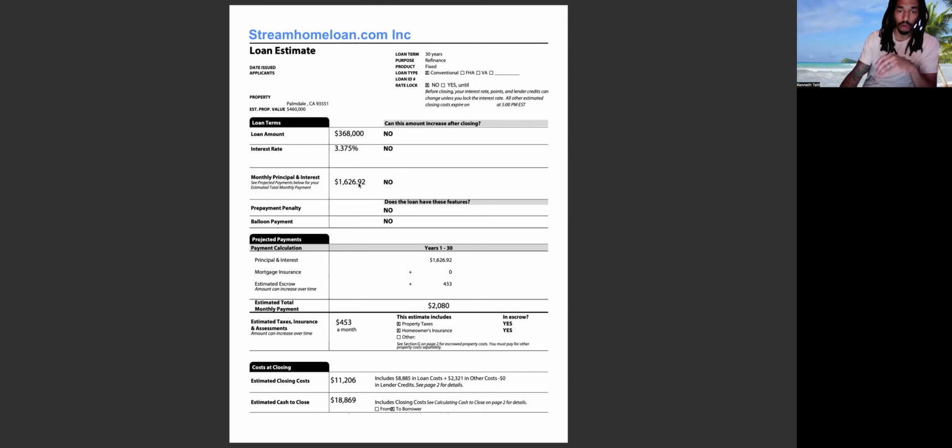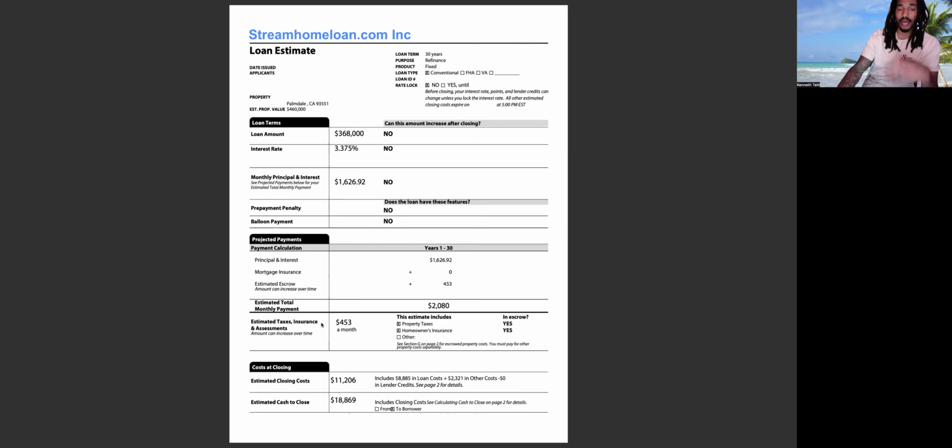It shows you here the principal and interest payment. Is there a prepayment penalty? No. Balloon payment? No. Then it gives you a breakdown of the total monthly payment. So it has the principal and interest payment that was already identified here, and the escrow portion of the payment, which is the portion that goes towards your property taxes and your homeowner's insurance. $453 in this scenario gives you a total payment of $2,080, right?